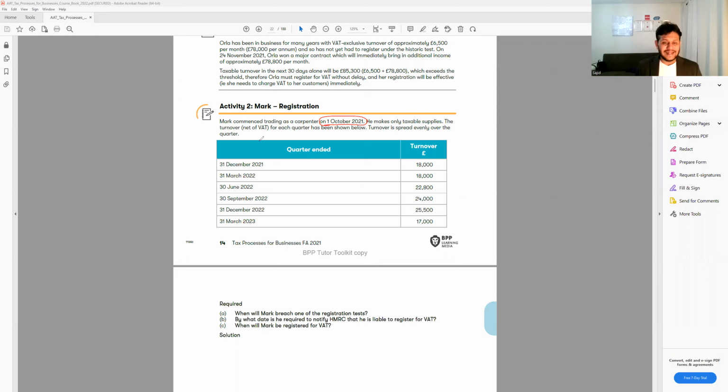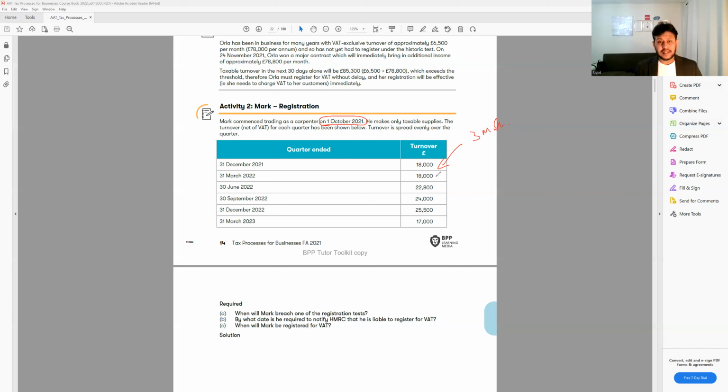The turnover net of VAT for each quarter has been shown below. Each quarter means 3 months. Remember that. So here, when you have 18,000, that means a 3 month figure. So per month 6,000. The turnover is spread evenly over the quarter. So let's have a look.